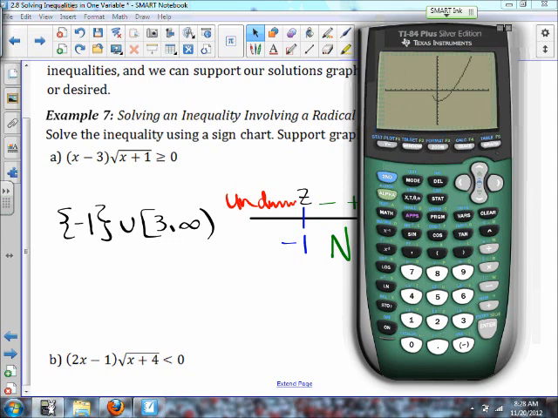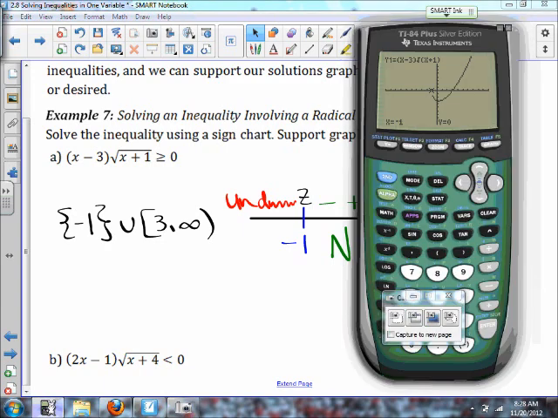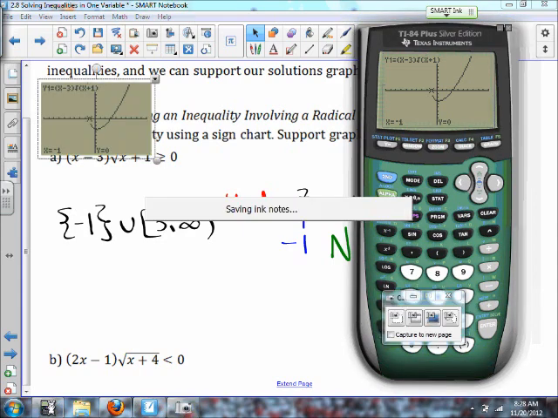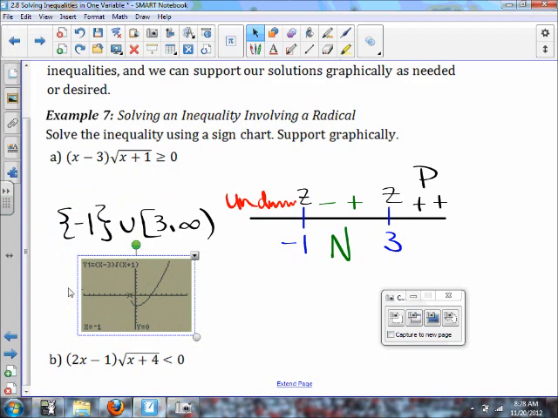Now, it might look to you like it's not actually going to touch the negative 1, right? Okay, but you can see where it's going to be greater than 0 from 3 to infinity. But if I do a second trace and I do a value at negative 1, you'll see that it actually will give you a value of 0. Okay, so this answer is correct. What I'd like you to do is try example B. A lot of the same stuff, so it shouldn't be anything new to you. Okay, please try example B.